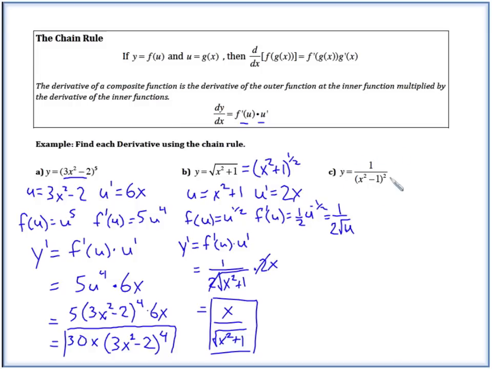Alright, moving on to letter C. Here we have a rational function, and it looks like our two functions here are in the denominator. So what we want to do is go ahead and rewrite this using a negative exponent. Okay, so we'll just say x squared minus 1 to the negative 2. Alright, let's go ahead and find our u. So the inside part is x squared minus 1. Let's find our f of u. And that's going to be u to the negative 2.